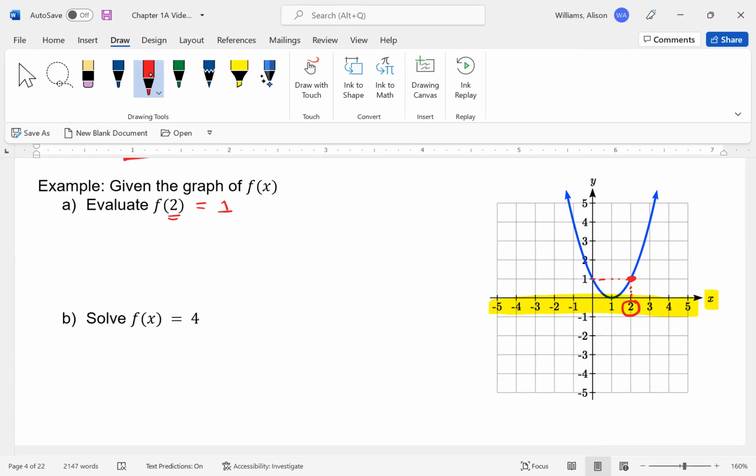Let's try it in reverse. This time they're giving us the output value. Let me erase all the stuff I just drew over here. Now we're told 4 is the output, and we're being asked to figure out the input. So now we're looking at the y values this time. So 4 is right here. And in that case, it actually matches up with this and this. 2 different input values. It matches with -1 and +3.